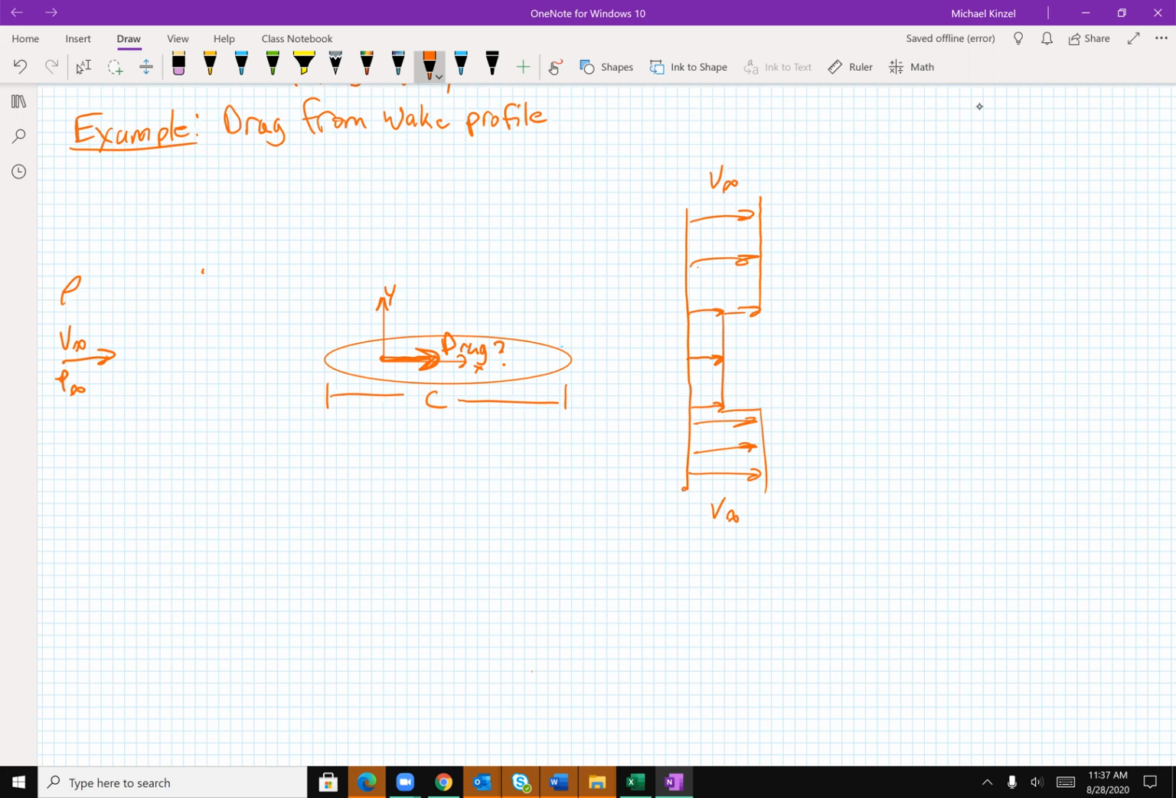So imagine this body, shown in red, is being exposed to a free stream velocity with a density of rho and a free stream pressure of P infinity, and the flow moves over it and leaves this wake profile. So you measure the velocity in the wake. At some point, it approaches the free stream velocity, but it has a deficit that corresponds to the drag, and then it rises back to P infinity.